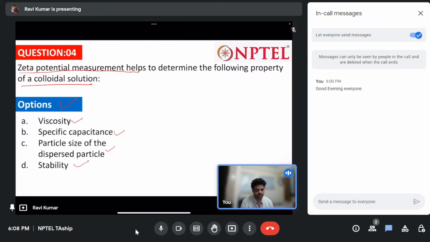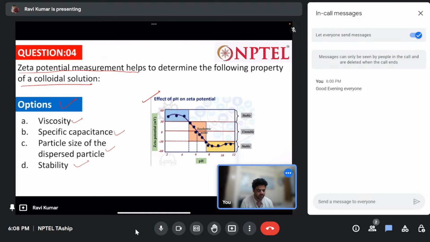For this question, you can refer to this curve here, the effect of pH on zeta potential. We can see it is going from unstable condition to stable, on both sides. So yes, stability is the property which can be determined with the help of zeta potential. So here option D is the correct answer.